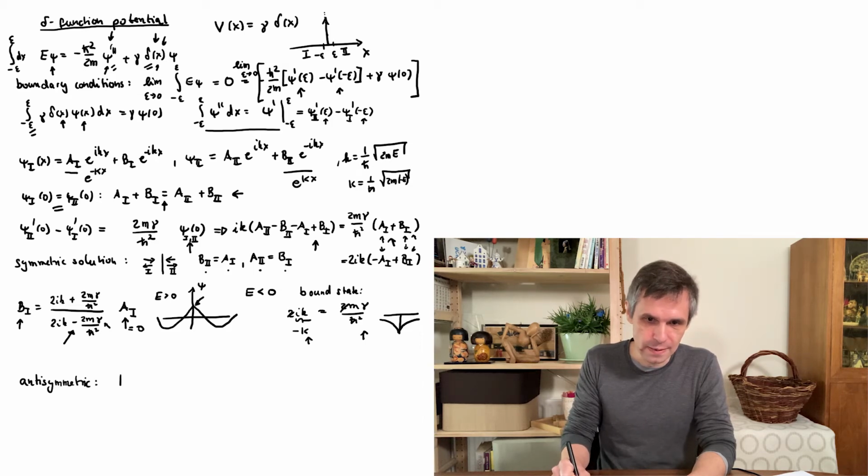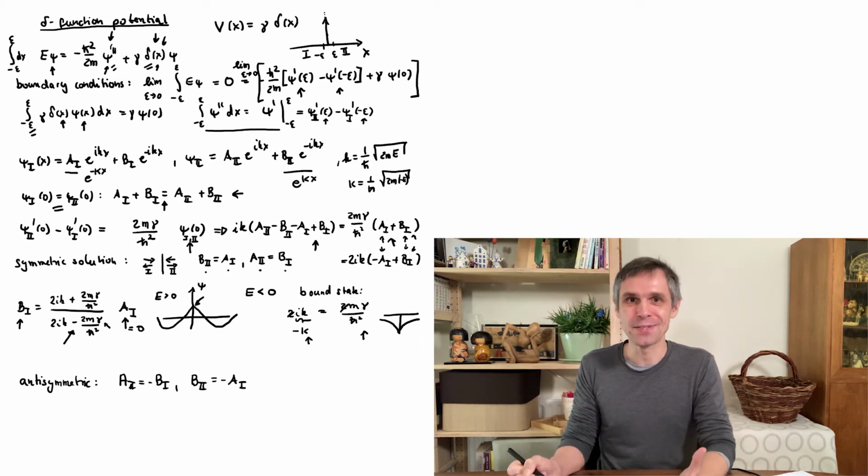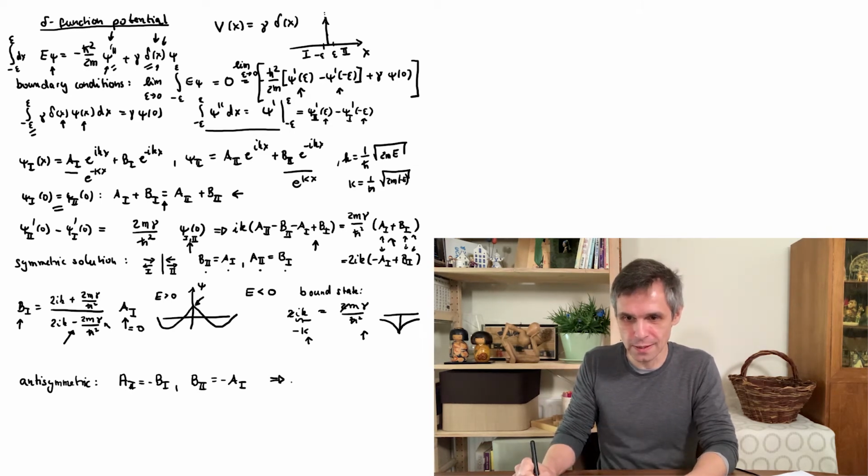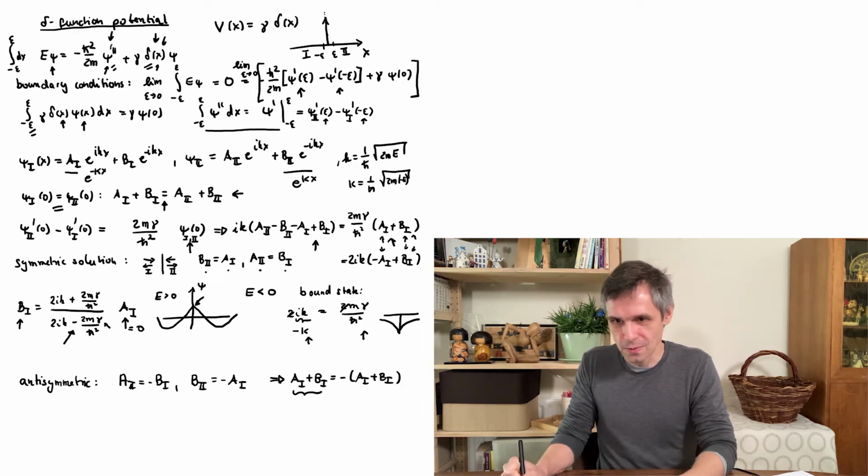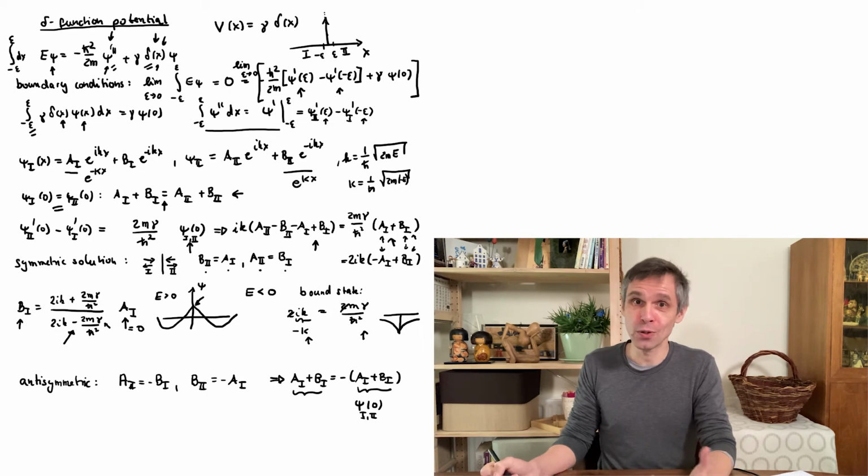Where we say that A2 is equal to minus B1 and B2 is equal to minus A1. But this turns out to be much more boring, because in this case we find from our first condition that A1 plus B1 has to be the same as minus A1 plus B1. But this means that this value, of course, has to vanish, but this is the value of the wave function at 0, evaluated either in region 1 or in region 2. So this has now to vanish.